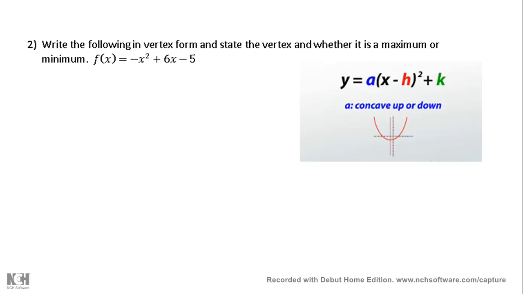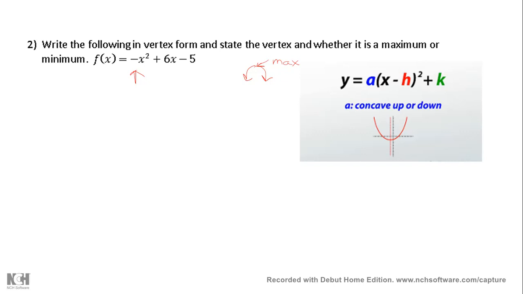The a value, if it's positive, it's facing up, and if it's negative, it's facing down. Now, if it's facing up, then the vertex is going to be a minimum. It'll be the lowest point, but if it's facing down, it'll be a maximum. If you look at that negative, I already know that since my leading term is negative, it's going to be facing down. So my quadratic is going to be like that, which means this point here, the turning point or the vertex, is going to be a maximum. Even without doing any work, I can tell that.